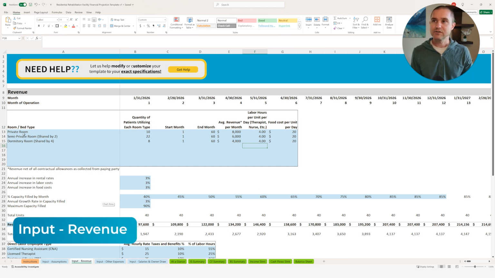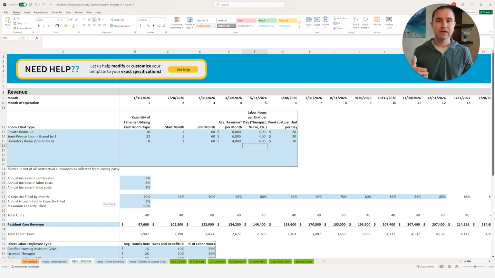Now, what we have here is the ability to put in different room types. So let's say you have a private room option, maybe a semi-private, and then maybe a dormitory style room option at the facility. And so there's different options. And then what you can put in here is the quantity of patients utilizing each room type. So this is your capacity, right?